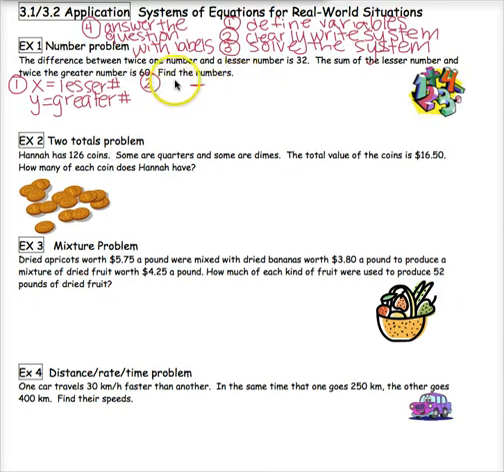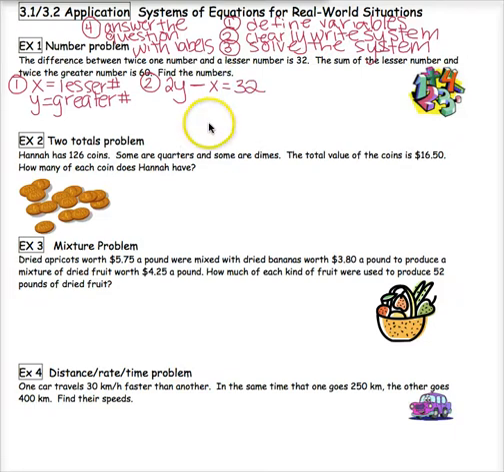So twice means to multiply by 2, and when we're subtracting, we subtract the smaller from the bigger. So twice one number, it's going to be twice my greater number, and a lesser number. The lesser number we said was x. Is in math means equals, so 32.